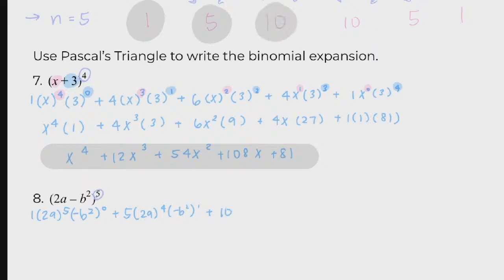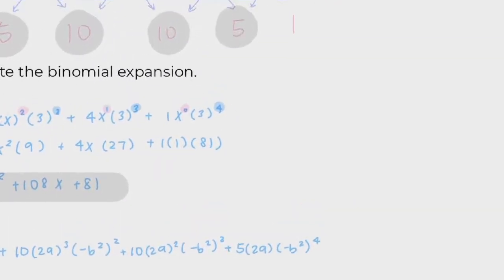Next is 10, 2a to the 3rd, negative b squared to the 2nd. Next is another 10, so 2a squared times negative b squared cubed, plus 5, 2a to the 1st, negative b squared to the 4th, and then the last one is a 1, so plus 1, 2a to the 0, and negative b squared to the 5th.